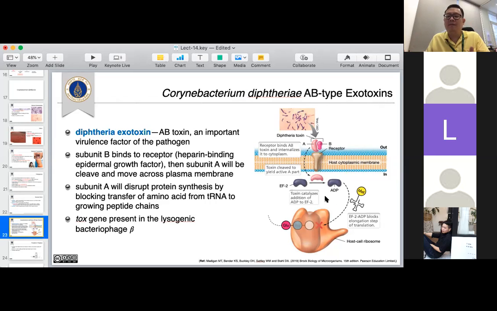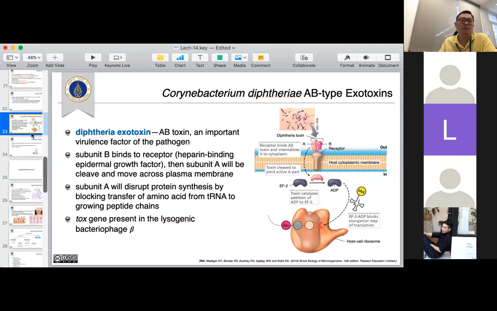This can be found in other bacteria such as Vibrio cholerae and a lot more. You're going to learn this; it is very important. And the toxin gene, called the tox gene, is present in a lysogenic bacteriophage, beta phage. This is the name of the virus.